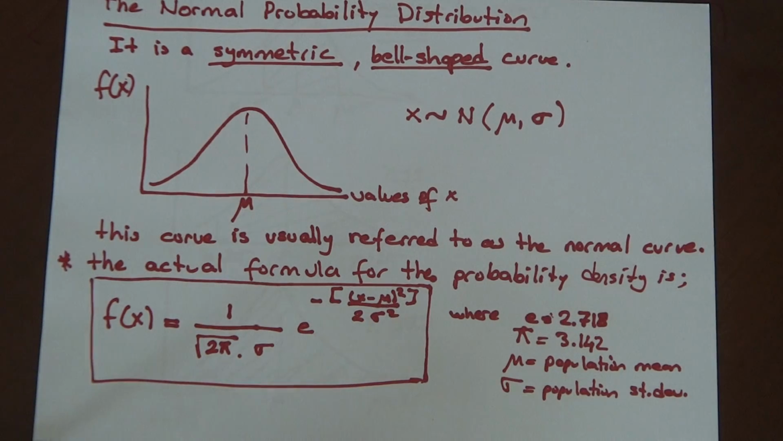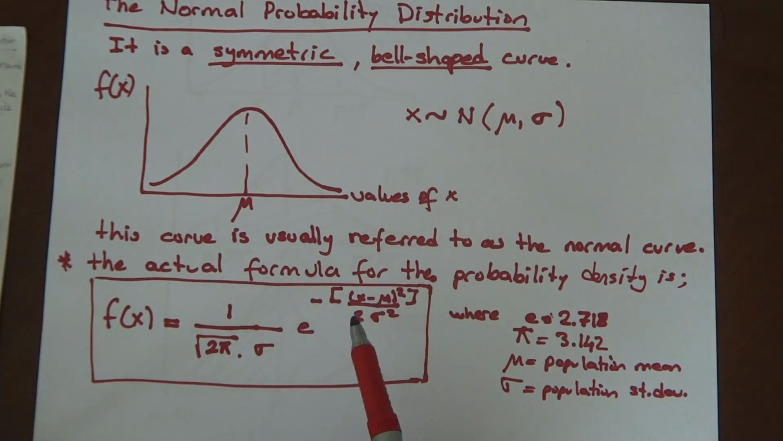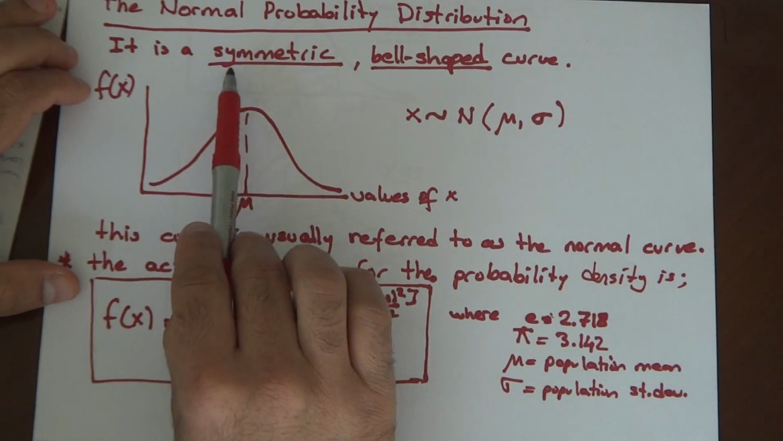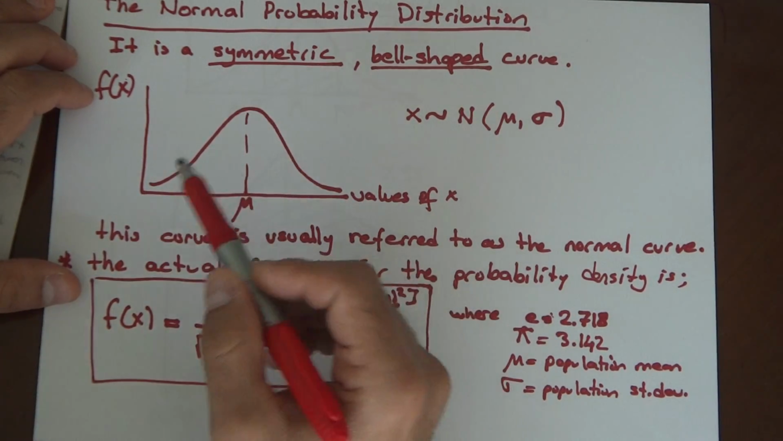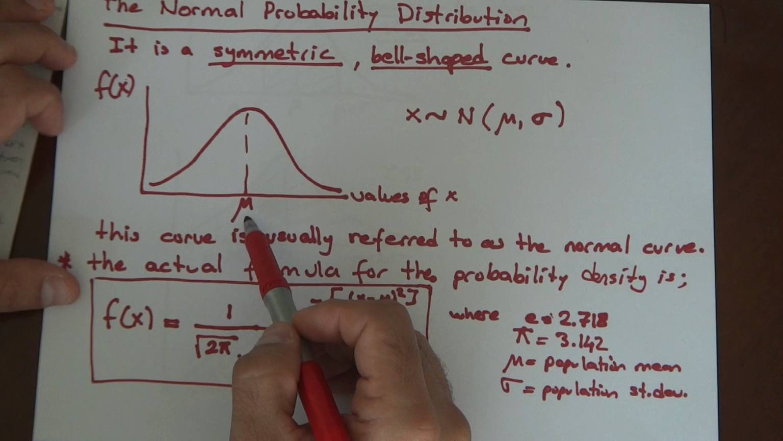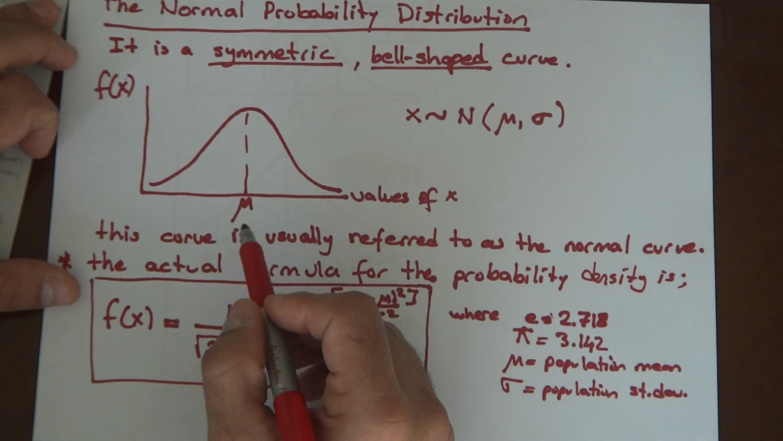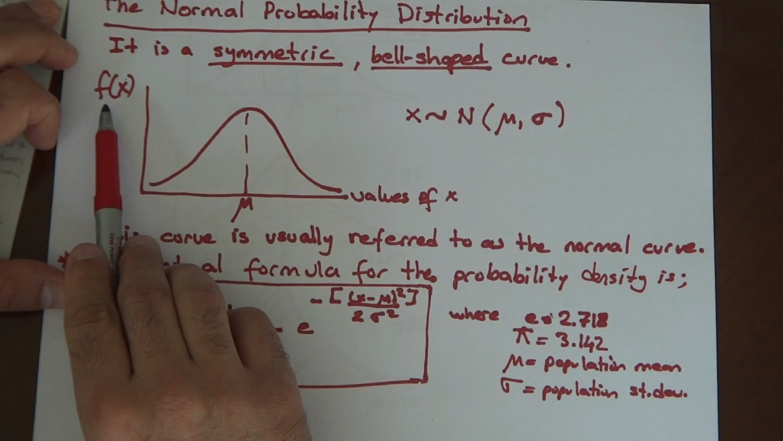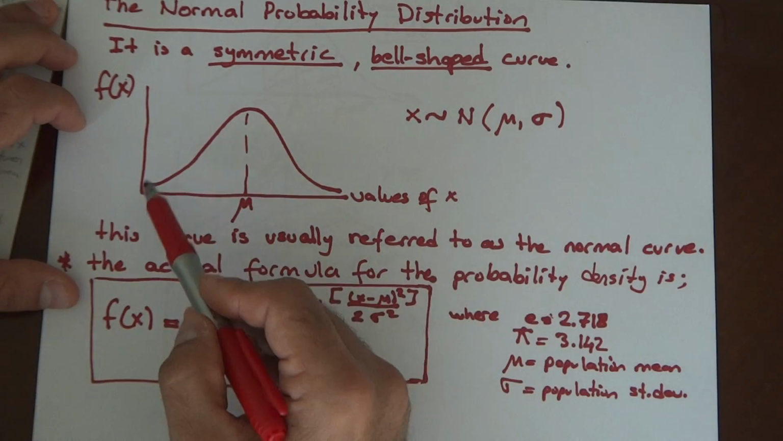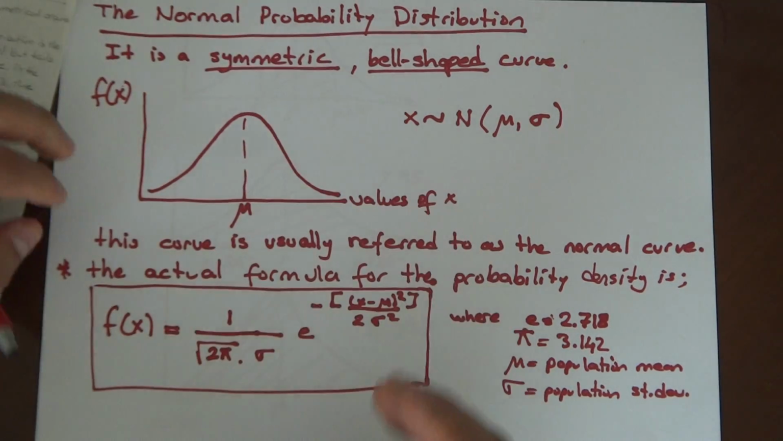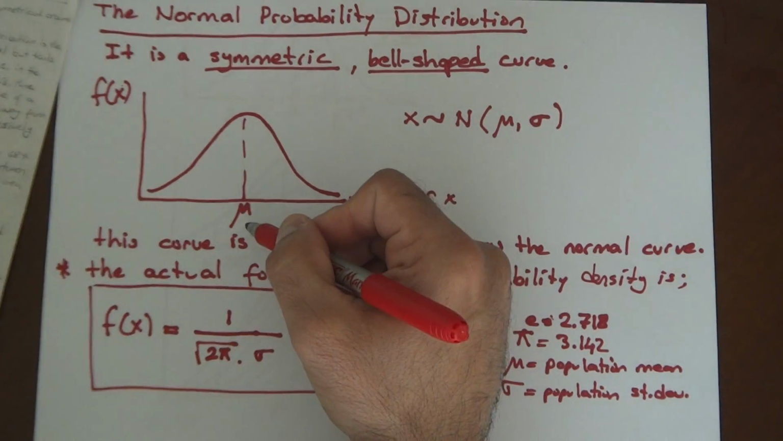Okay, the next step, we are going to learn the normal probability distribution. The normal probability distribution is a symmetric bell-shaped curve. The important point here is the symmetry. As you see, the center is the mu. As you know, mu is the population mean. On the x-axis we have the values of x. On the y-axis again we have the f of x. As you see, the left side and right side are symmetric, and the center is the mean.